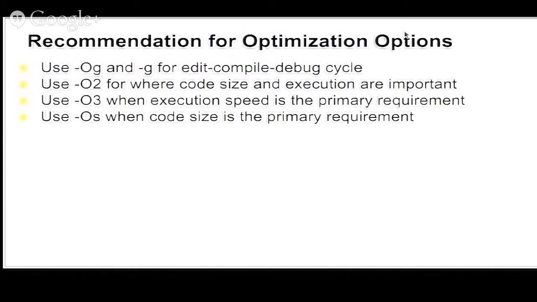All right. Just some quick recommendations. I kind of already touched on this. -Og and -g if you're going through an edit, debug, compile cycle. -O2, code size and execution are balanced. -O3 if execution speed is the primary concern. -Os when code size is primary. I have a later slide on LTO, where that could actually help significantly depending on your application. Questions on this part?